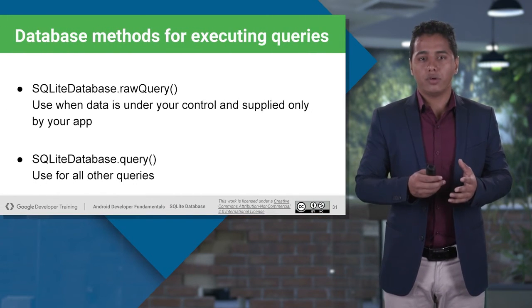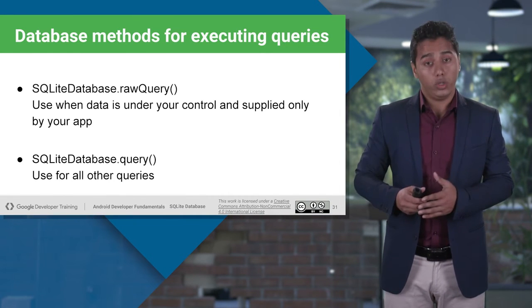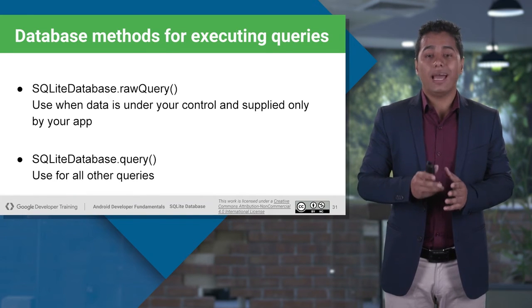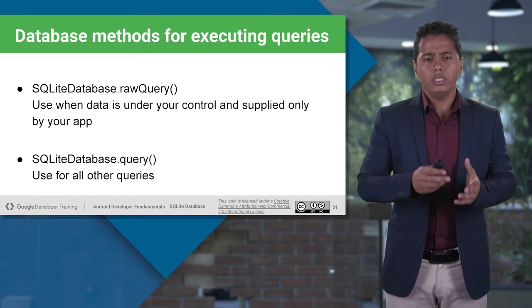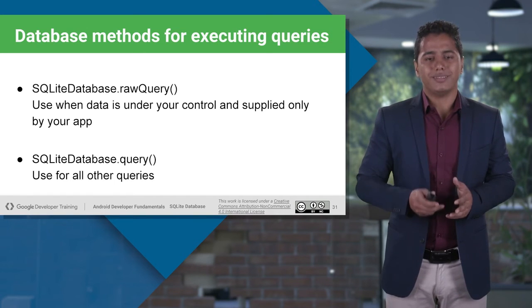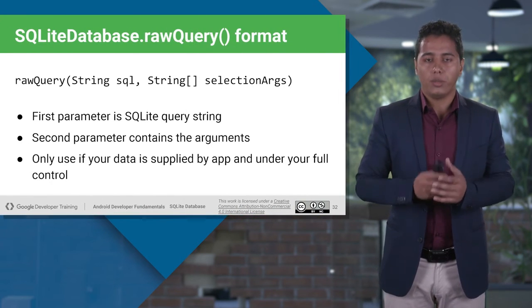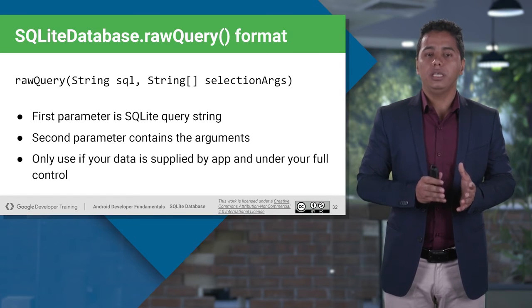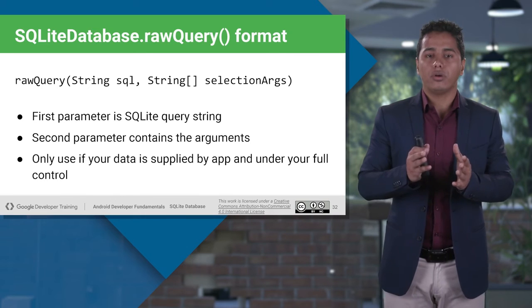So there are 2 types of query methods you can use. One is your rawQuery, another one is your query. You will be using rawQuery when data is totally under your control and supplied by your app only. And for any other queries, you will be using the normal query method. We're going to take a look at both of them. Let's just talk about the rawQuery method first. Inside rawQuery, the first parameter will be the string, and that string is nothing but the query of your SQL.